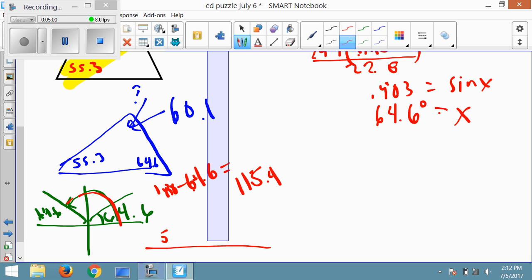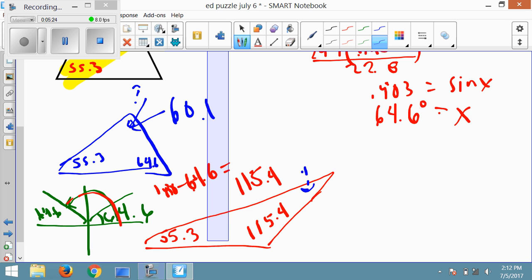So what we have to check is, can we have a triangle that has a 55.3 angle and an obtuse angle of 115.4? Or do we already have enough degrees in our triangle that we can't have an angle as big as 115.4? And the answer is yes. We still have degrees left over to have that angle of 9.3.